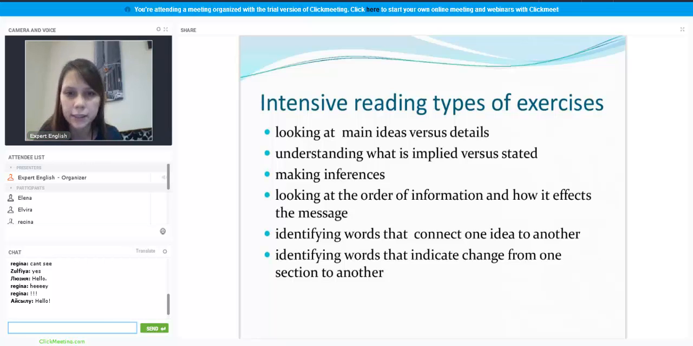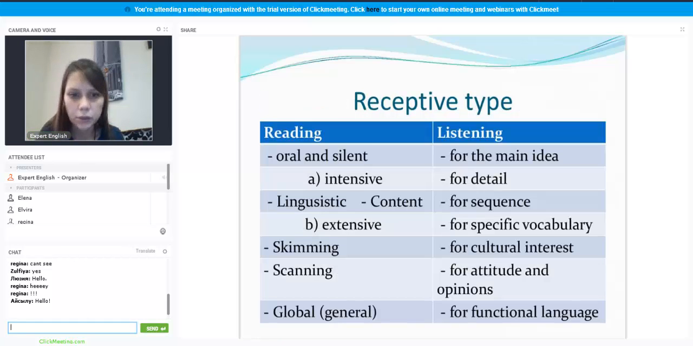As for extensive reading types, if I go back just a second, they can be subdivided into skimming, scanning, and global, general. For me, it was something new to find global, general type of reading, but if we think about it, and we will speak about it a bit later, it is really logical. But firstly, skimming.